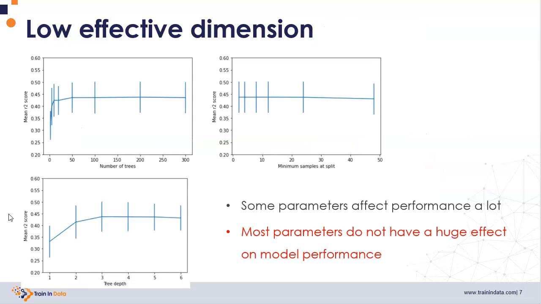We also discussed the low effective dimension, which is the fact that some parameters affect performance of a machine learning model a lot, but many hyperparameters do not have a huge effect on model performance. For example, we saw that while the number of estimators in a decision tree has a huge impact on the performance of the model, the minimum samples per split doesn't have such a great impact. But not only that, there is a number beyond which the performance of the model does not increase. So it is more useful to search hyperparameters in this region than in this region.